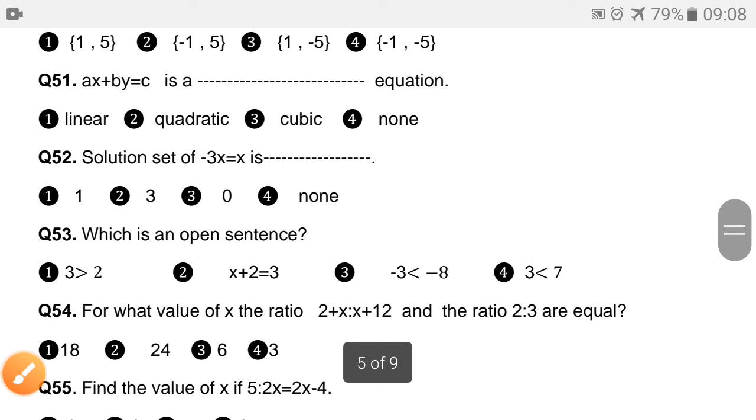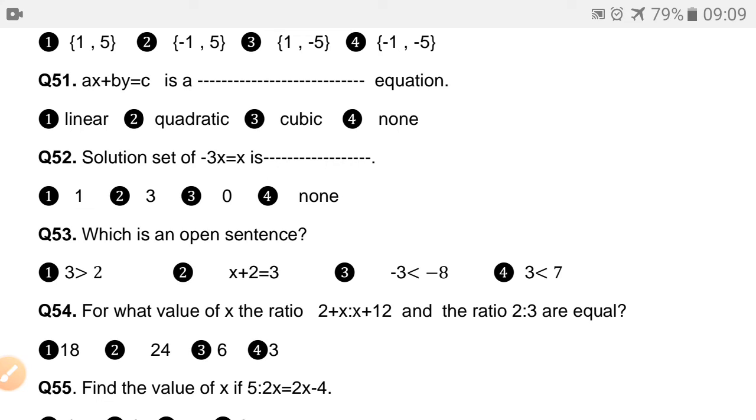Question number 51: ax plus by equals c is a what equation? In this, all the variables have first degree. So this is a linear equation. It's not a quadratic, not a cubic, and not otherwise. It's a linear equation having first degree variables in it. x and y are variables, where a, b, c are constants.